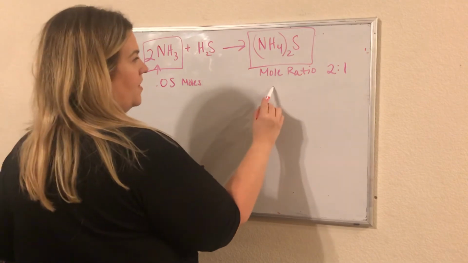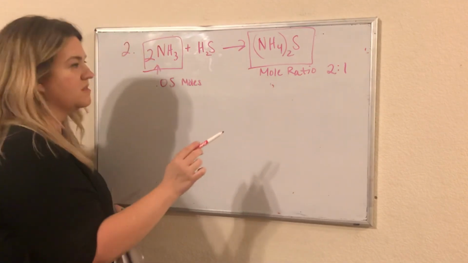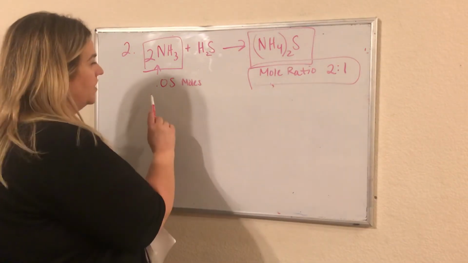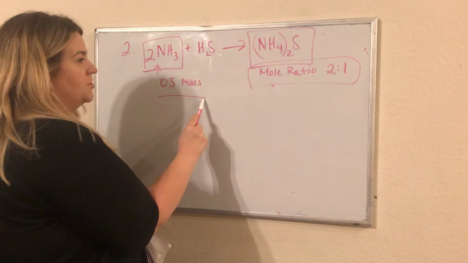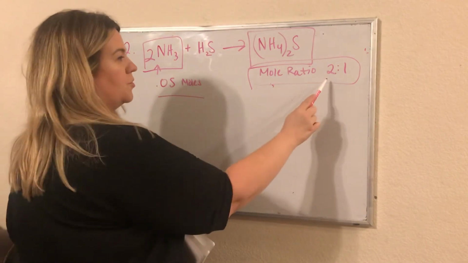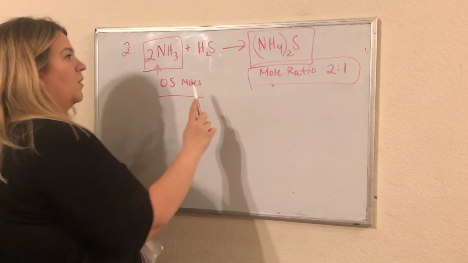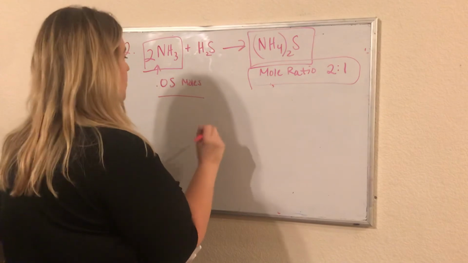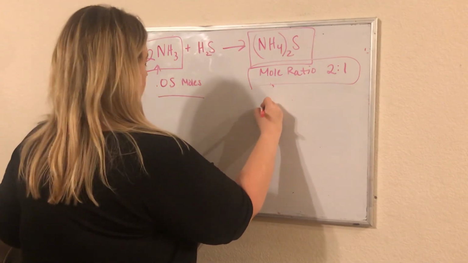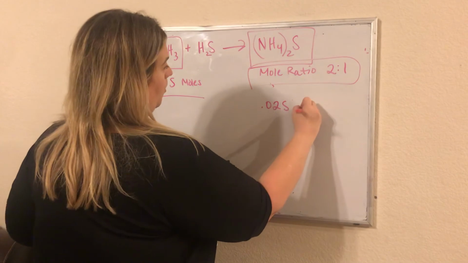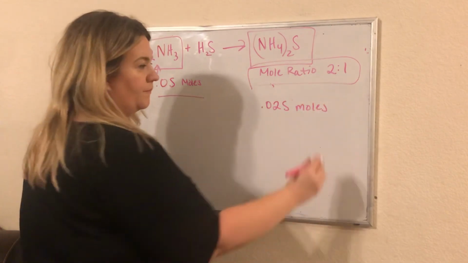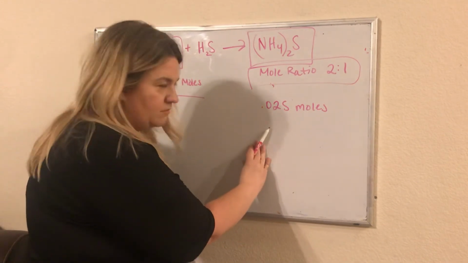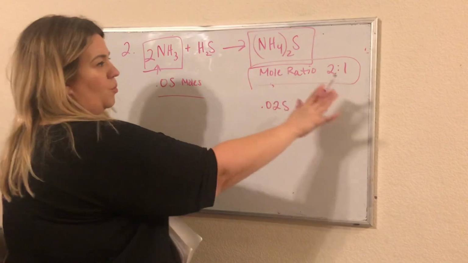So what does that mean for this? How many moles do we have of this? We go back to our mole ratio, right? So we have 0.05 moles of NH3. Our mole ratio is 2 to 1. That means we have half as many of this as we do of that in moles, okay? So that means we have 0.025 moles, okay, of the ammonium sulfide. I hope that makes sense, because that's our mole ratio, 2 to 1.